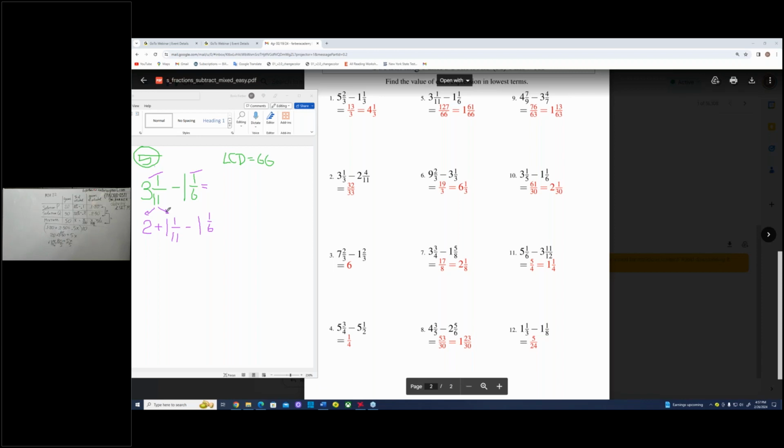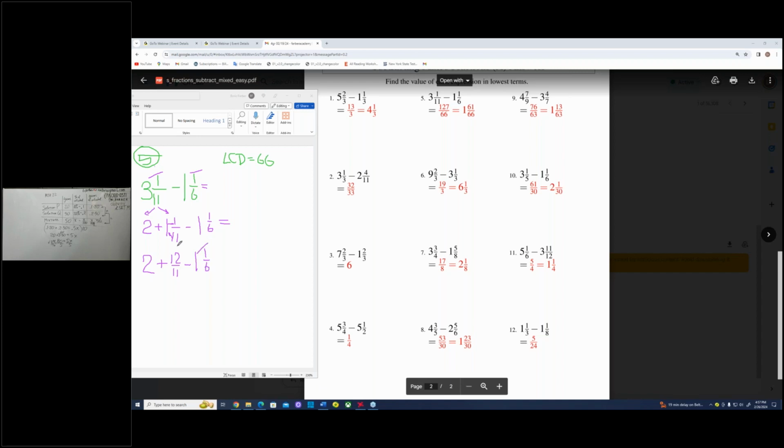Milana, understand, right? Yeah. Now, Milana, help me convert this mixed number to a fraction. Good. It's 2 plus 11 times 1, 11. And plus 1. 12 over 11. Minus 1 and 1 over 6.